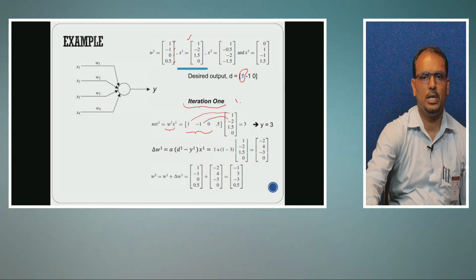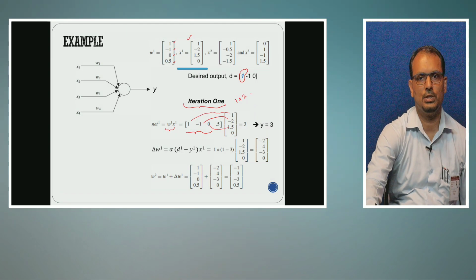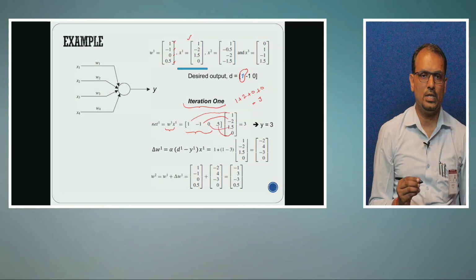This minus 1 times minus 2 is plus 2. So here I can write it plus 2. 0 into 1.5 plus 0. And minus 0.5 into 0 is again 0. So overall the sum is 3. This is the first phase of that.